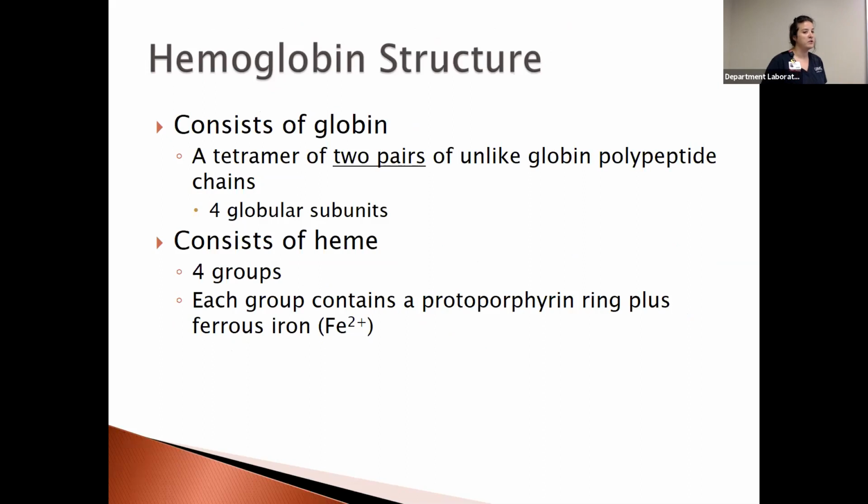All right, so I mentioned the hemoglobin structure. It consists of globin. And when you think about globin, globin is a tetramer of 2 pairs of unlike globin polypeptide chains. So there's actually 4 globular subunits. And we're going to break this down, and this is going to make more sense to you. And if you think about the contents of hemoglobin, you have your globin chains, okay? And then you have your heme molecule, which is what is going to contain the iron. All right, and so what your heme is going to consist of is a protoporphyrin ring. And we're going to also talk about how that protoporphyrin ring forms and how it's broken down.